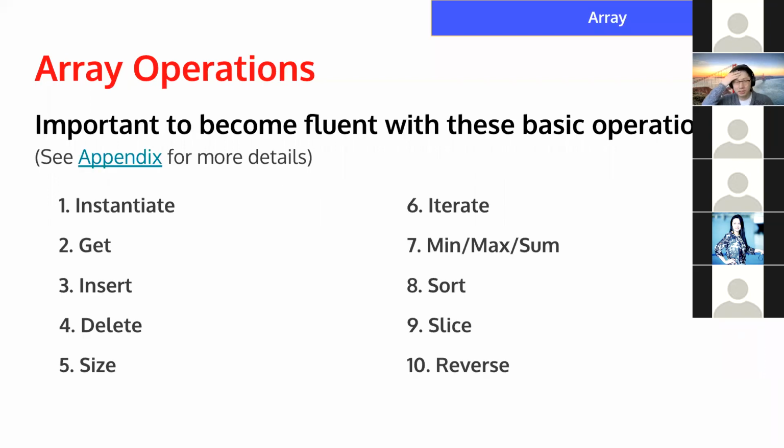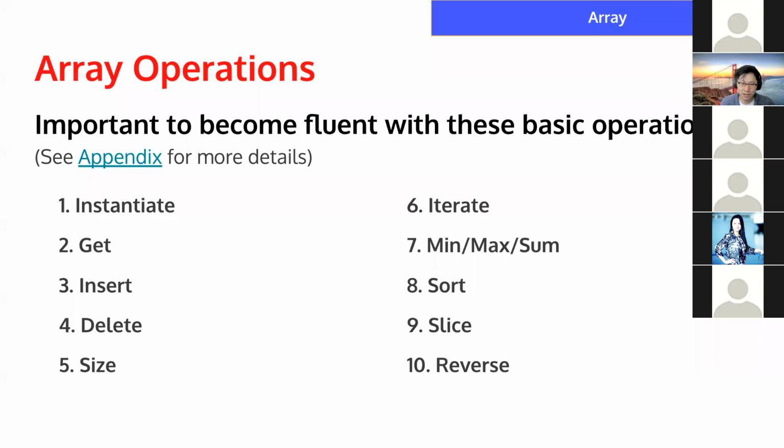So array operations. We think these are the important operations about arrays that you should know of. It doesn't matter if you code in Python or not. Make sure you know how to do each of those things with arrays. So there are operations like instantiating them, which is a fancy word for creating them. So make sure you know how to create an array. Number 2 is get. How you get values out of those arrays is also important.